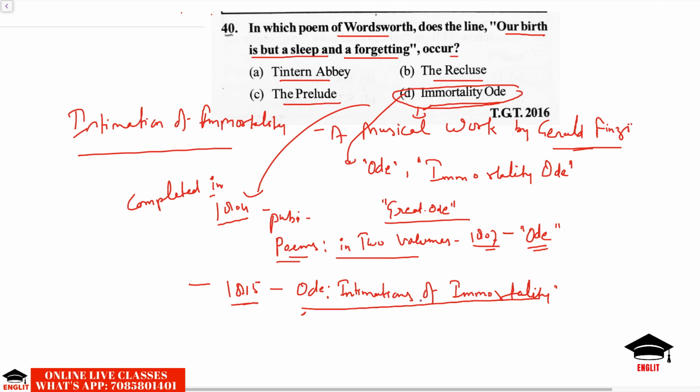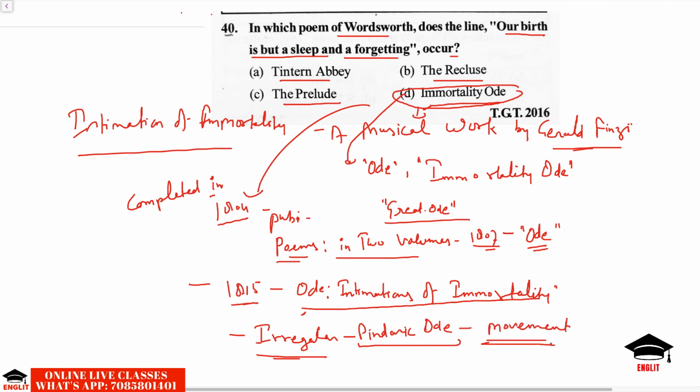Ode, Intimations of Immortality. It is an irregular Pindaric ode. It is irregular because the number of lines in each stanza varies. That's why it is irregular. And it is Pindaric, so it is somewhat of a contrasting element even. Pindaric ode is supposed to have a separate system. In terms of movement, a Pindaric ode has three movements: strophe, antistrophe, and epode.